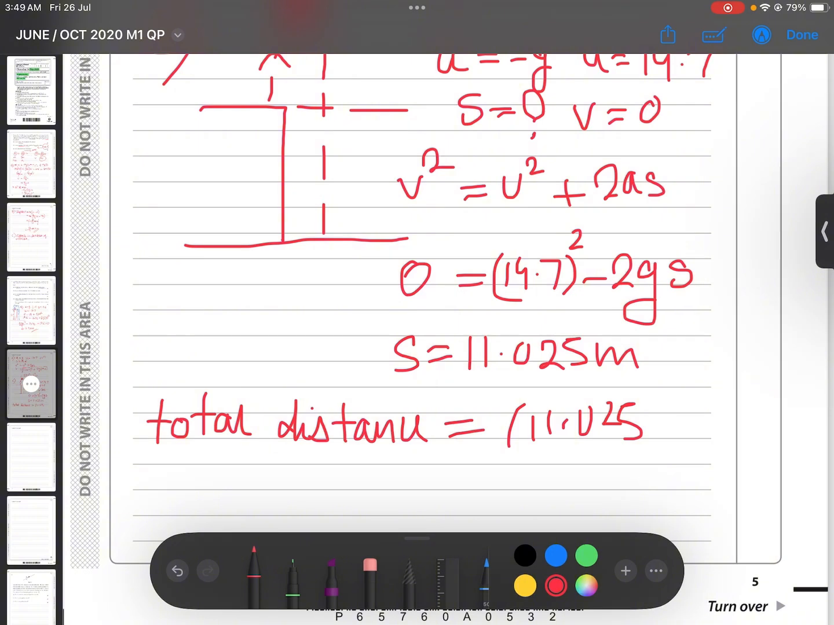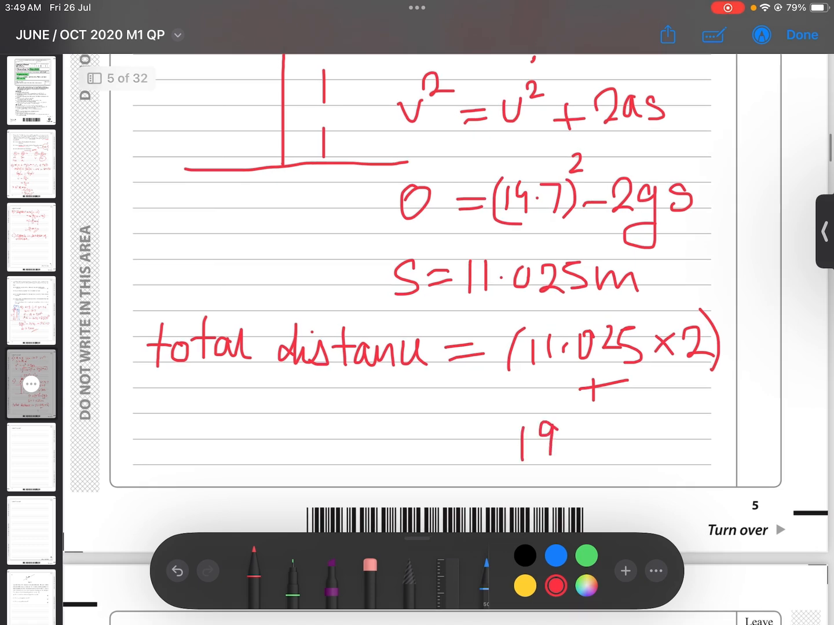Now, therefore, the total distance is going to be 11.025 times 2 plus the 19.6, which is going to give me 41.7 meters. And that is the answer to part C.